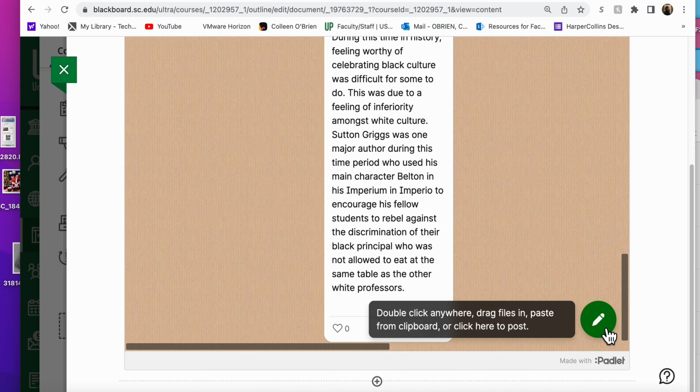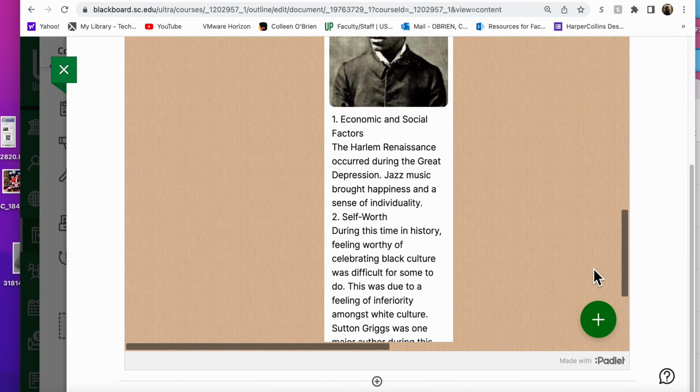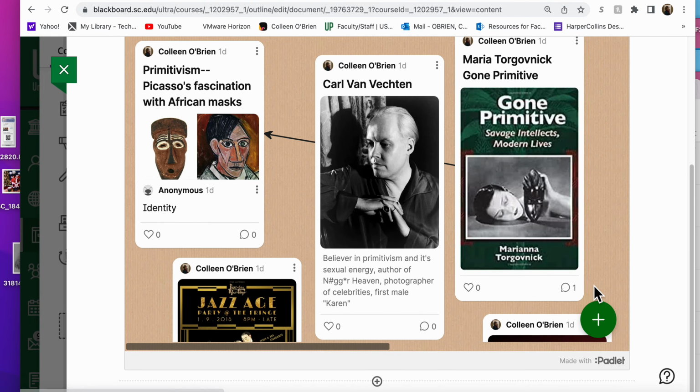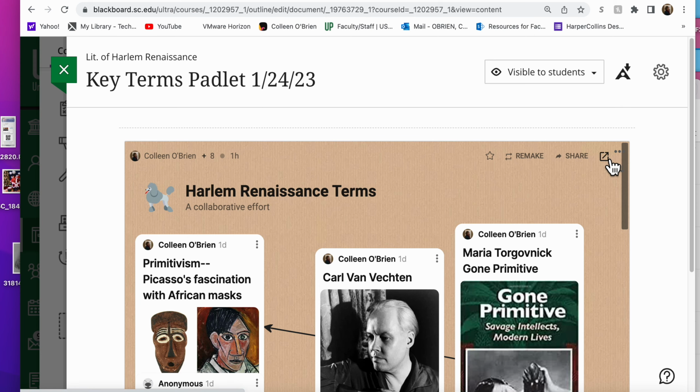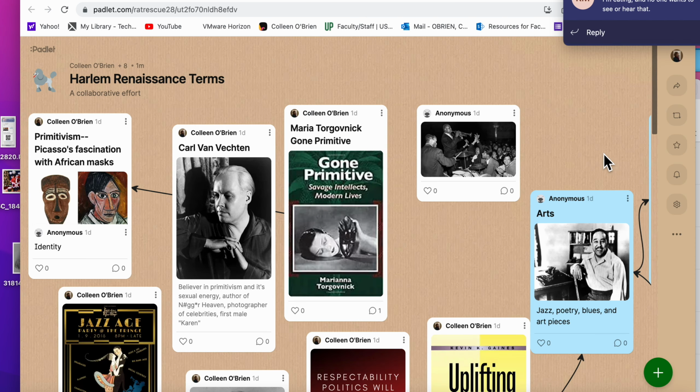although you have to scroll all the way down here in order to add something or draw a line or move things around. You can also click to see the version of the Padlet that is out here.